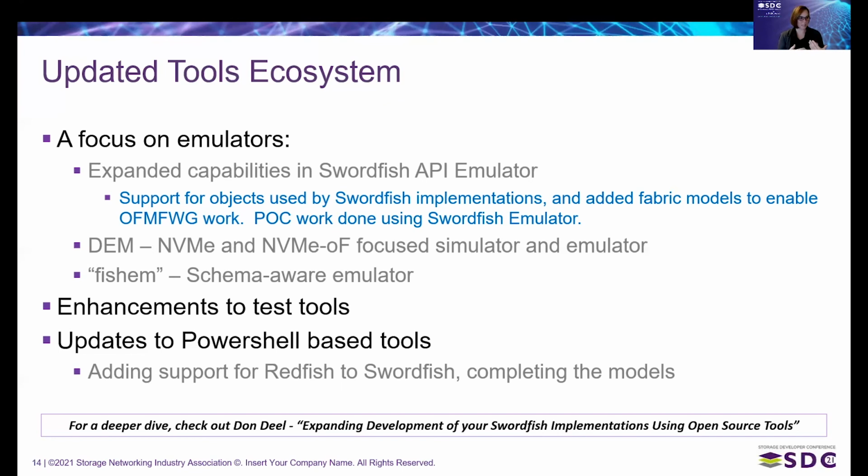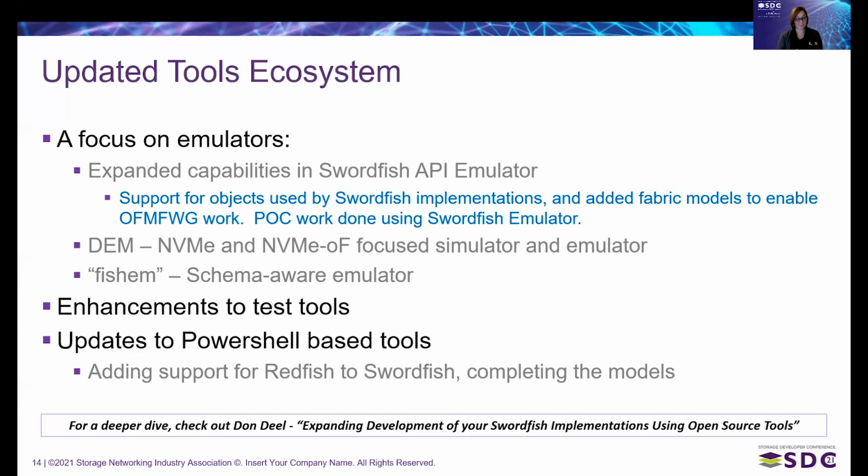The difference with this one is really that it's a schema-aware emulator. So while it is not necessarily doing checking of behavior, it is working more to validate that anything you are working with in the emulator conforms to Redfish and Swordfish specifications. The Swordfish API emulator does not have those restrictions, so it's actually a really good tool to use to try out things before you create the actual schema and make that part of Redfish and Swordfish officially.